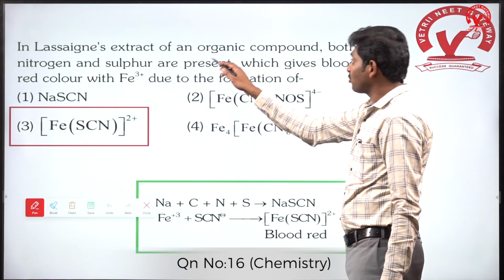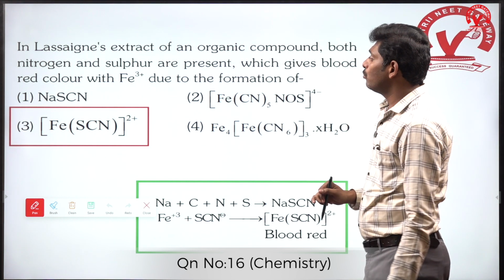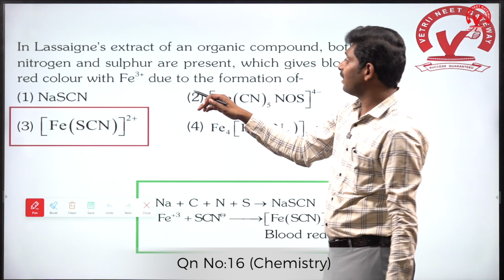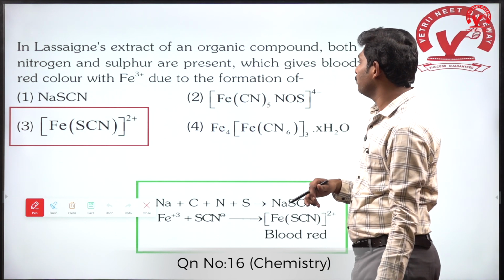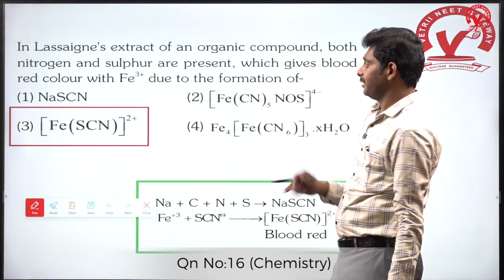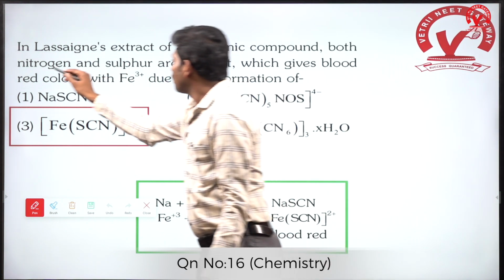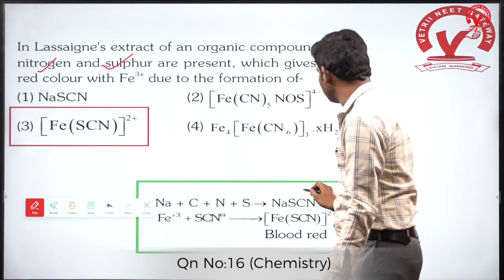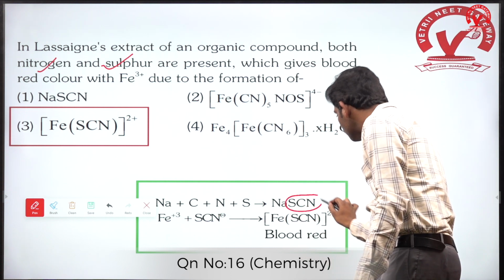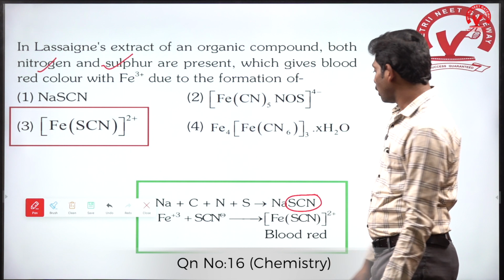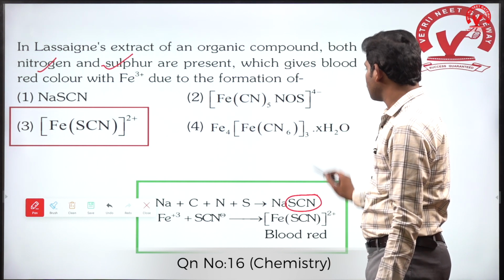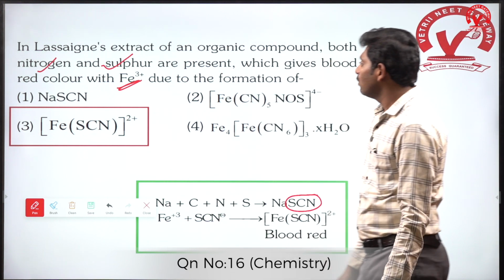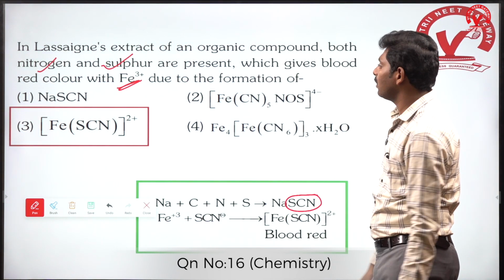In Lassaigne's extract of an organic compound, both nitrogen and sulfur are present, which gives blood red color with Fe+3 due to the formation of C. So nitrogen and sulfur both being present means it will give the thiocyanide. So this thiocyanide reacts with Fe+3 and it will give the blood red color formation.